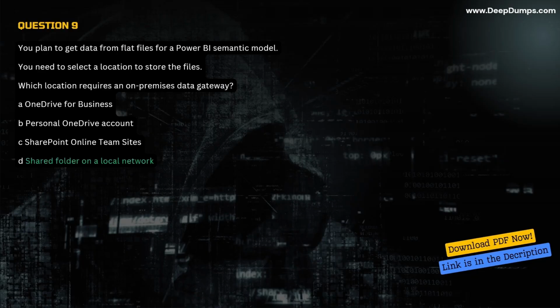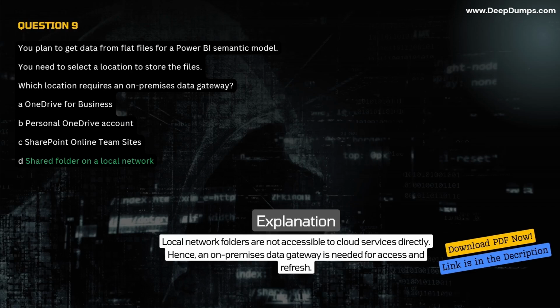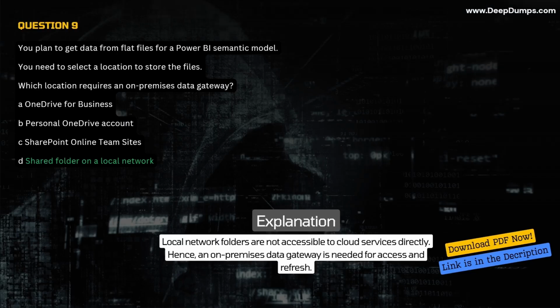Correct answer is D. Explanation. Local network folders are not accessible to cloud services directly. Hence, an on-premises data gateway is needed for access and refresh.